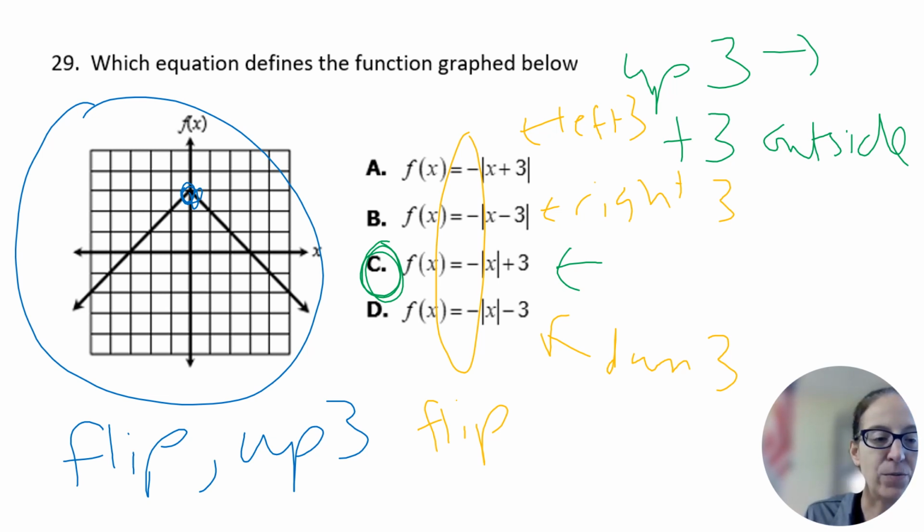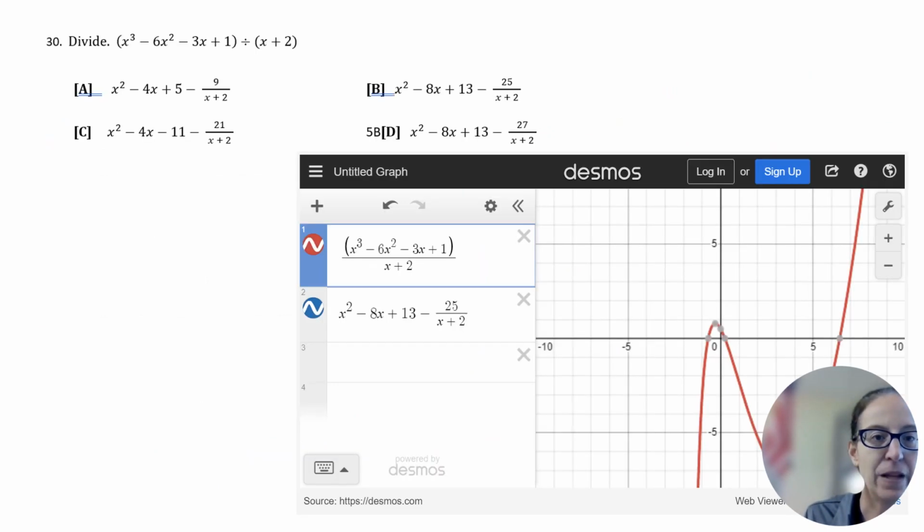Okay, next one. So this one is a division problem, and I'm going to work this one out. Oh, and I don't know why there's a weird 5B beside answer choice D there. I can't explain that. I don't know how that happened. Somebody copied and pasted it from somewhere and got something else stuck in there.